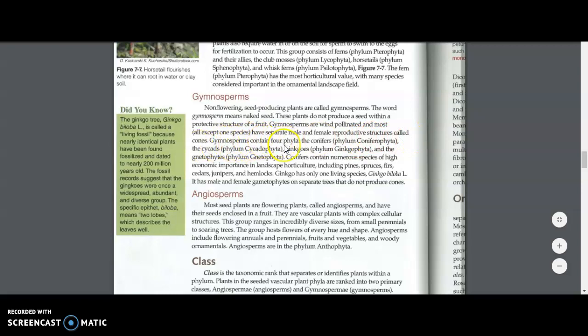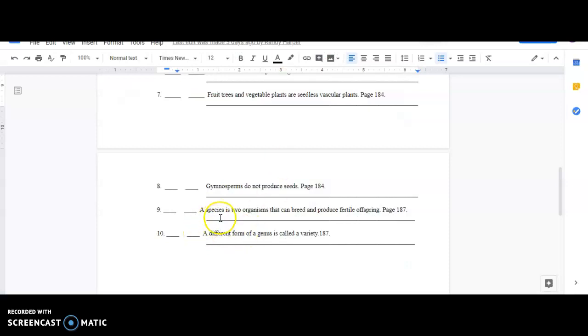Gymnosperms contain 4 phyla: the conifers, the cycads, the ginkgos, and the gymnophytes. Conifers contain numerous species of high economic importance in landscape horticulture, including pines, spruces, firs, cedars, junipers, and hemlocks. Ginkgo has only one living species. It has male and female gametophytes on separate trees that do not produce cones. So you'll find the answer to number 8 in what I just read. Number 9 says a species is 2 organisms that can breed and produce fertile offsprings.